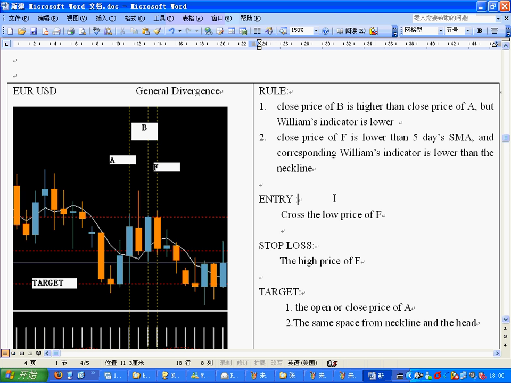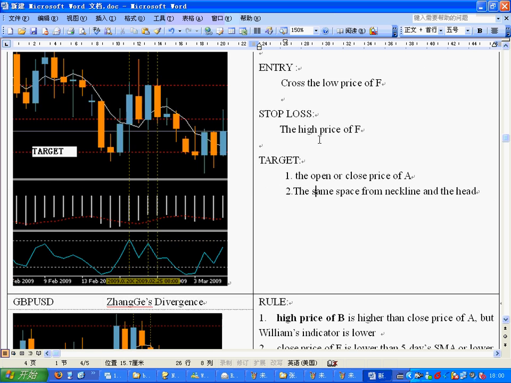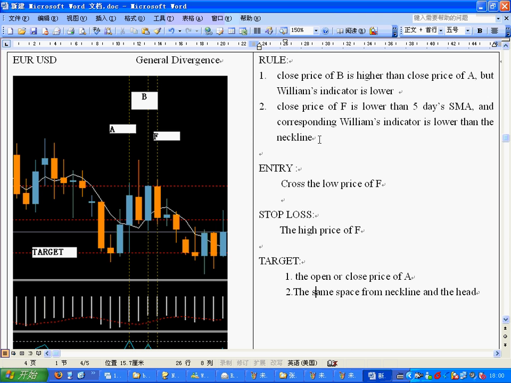And in this special video I will introduce to you two very useful patterns: the general divergence and ZhangGe's divergence. In the previous video I introduced ZhangGe's trend level principle, and I think that if you learn it well it will help you profit from the market.